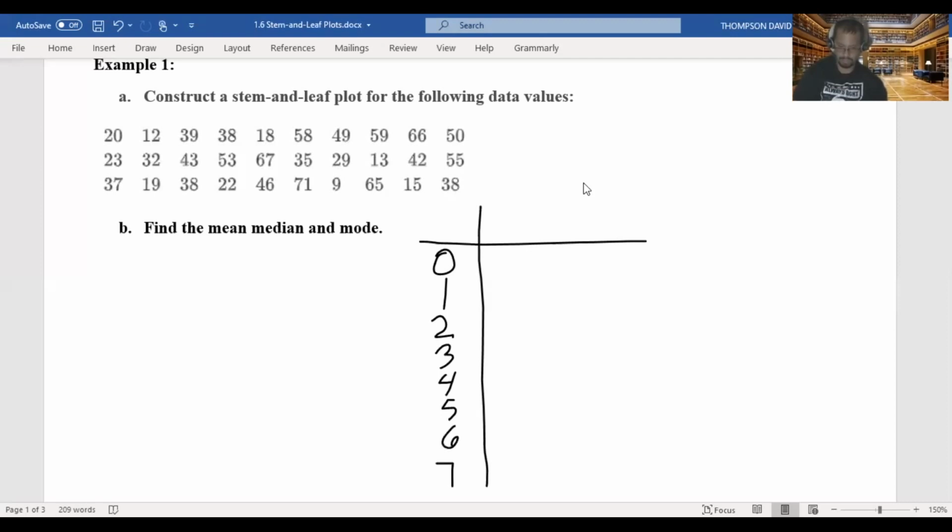We split 20 into 2 and 0. We split 12 into 1 and 2. 39 into 3 and 9. 38 into 3 and 8. 18 into 1 and 8. 58 into 5 and 8. 49 into 4 and 9. 59 into 5 and 9. 66 into 6 and 6. 50 into 5 and 0. 23 into 2 and 3.